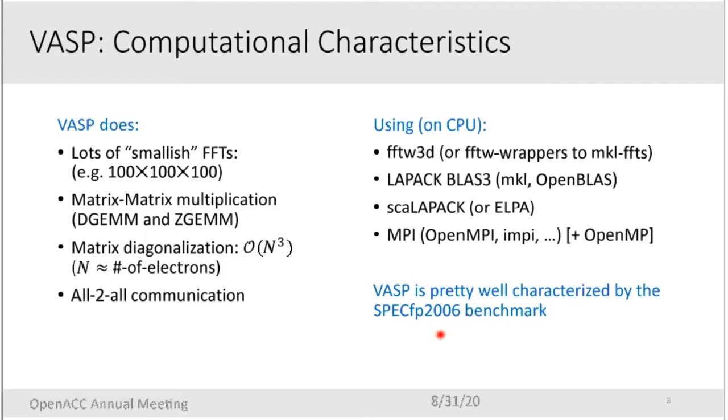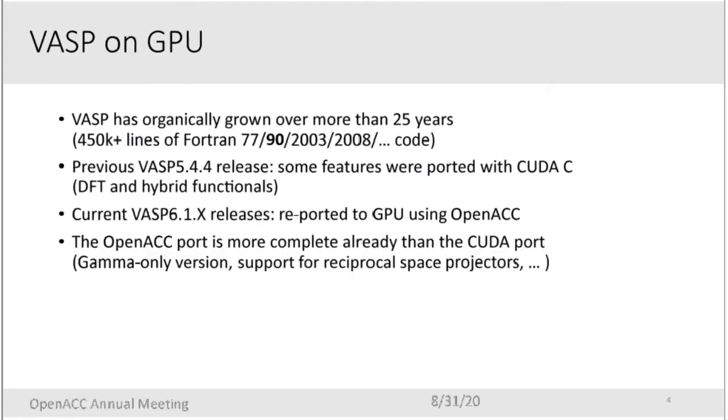And let me go on. It has organically grown for more than 25 years, so we have quite a lot of code. It's written in Fortran, some 450,000 plus lines of Fortran 77, 90, 2003, and 2008 code, mostly Fortran 90 though.